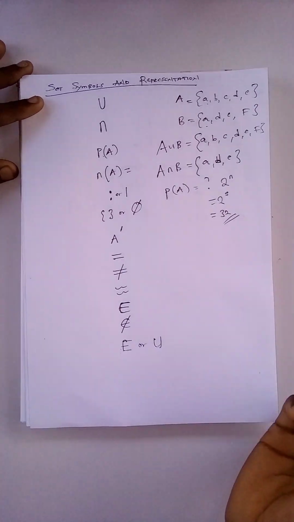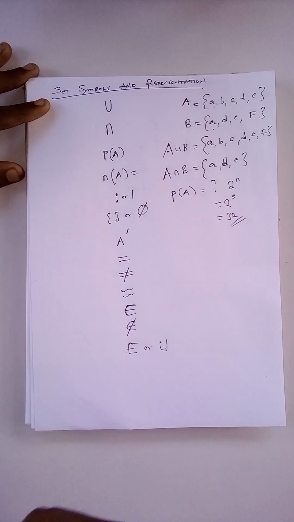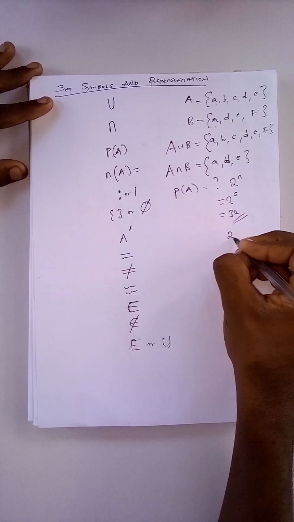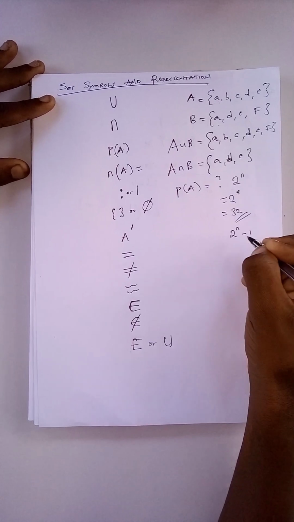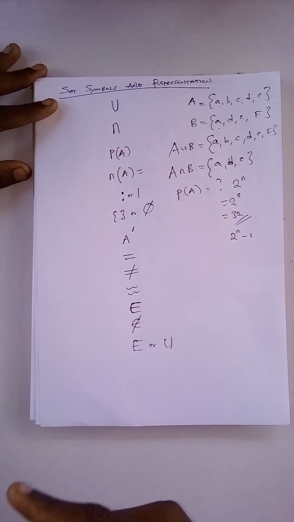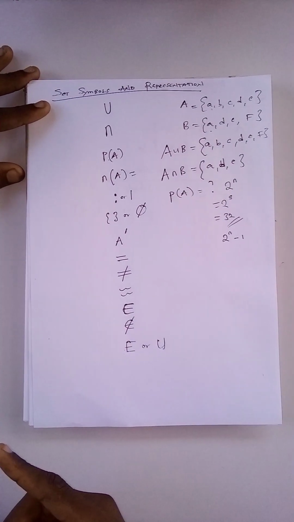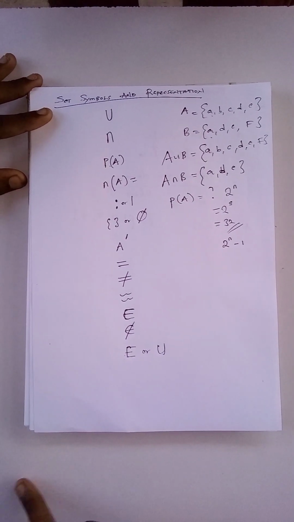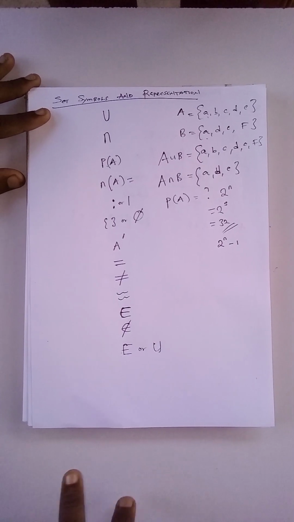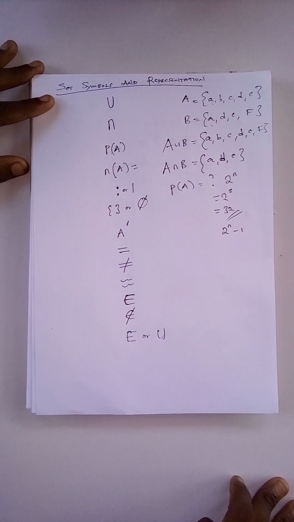But when you are calculating the proper subsets, you subtract 1. So to calculate the proper subsets, you say 2 to the power n minus 1. Why? Because a set is never a proper subset of itself. So you subtract 1. So the number of proper subsets is simply going to be 1 less than the number of subsets of that particular set.